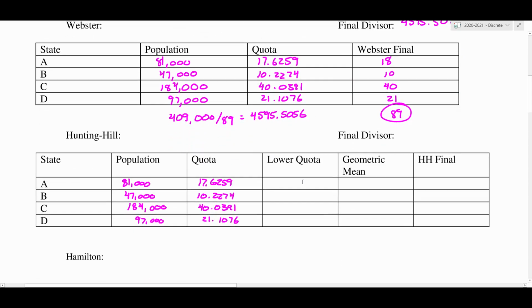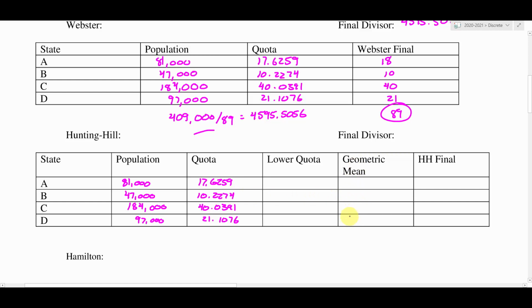All right, so like I said, the population and the calculation of the quotas are all going to be the same here, so I just copied those down, and this time we're going to use the Huntington-Hill method. Remember, Huntington-Hill uses the geometric mean to round the quotas.